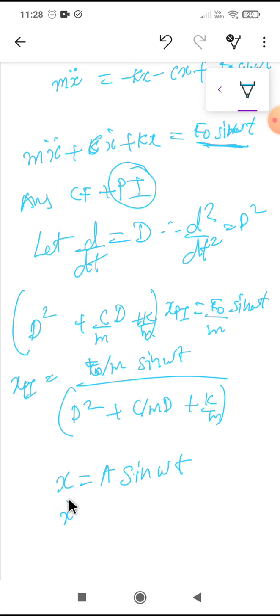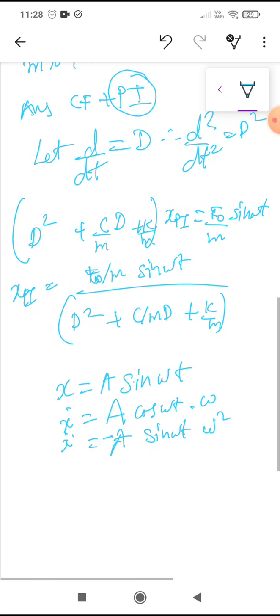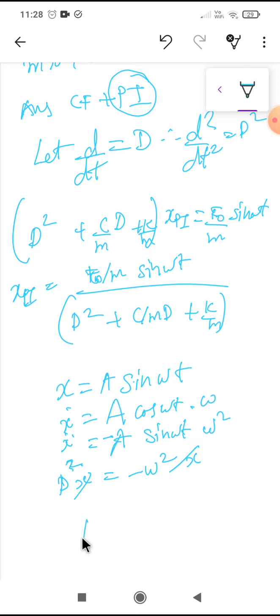So what will be x dot? x dot will be A cos omega t into omega, and x double dot will be equal to A sine omega t into omega square, but with a minus sign. So x double dot I can write as D square x also. So that is equal to minus omega square, and instead of A sine omega t I can write x. So x gets cancelled, and I'm left with D square is equal to minus omega square. So instead of D square I can write minus omega square. So that only I will write here.